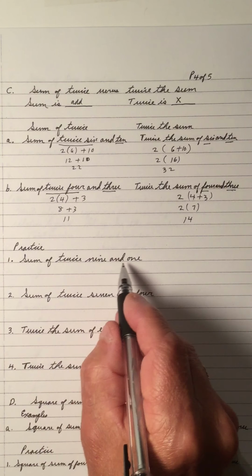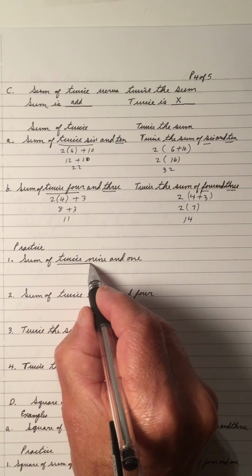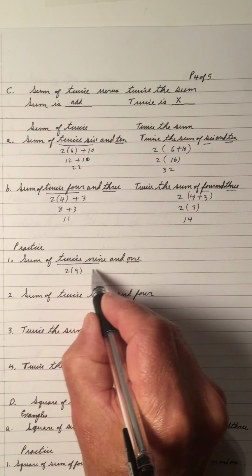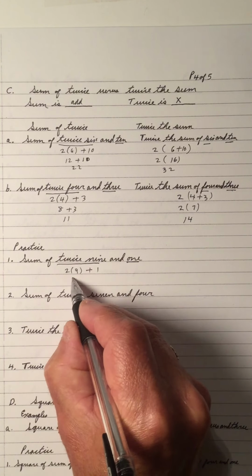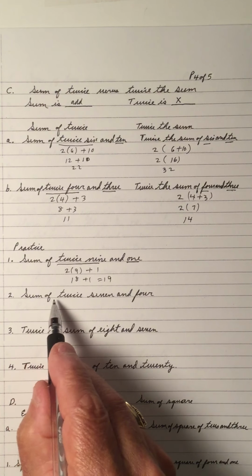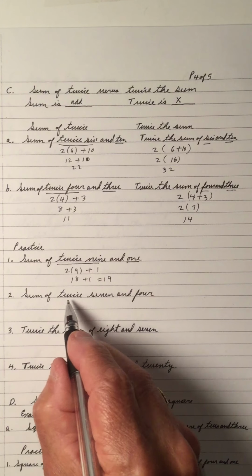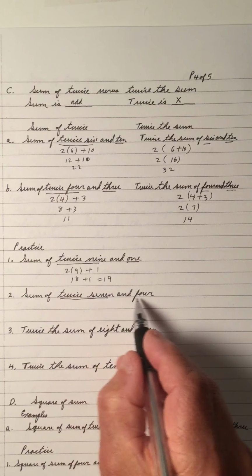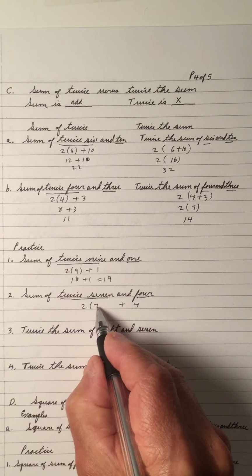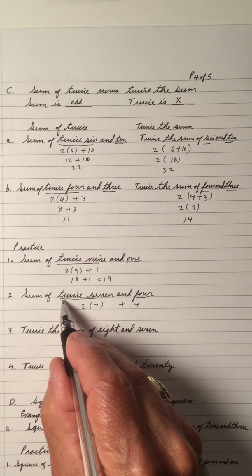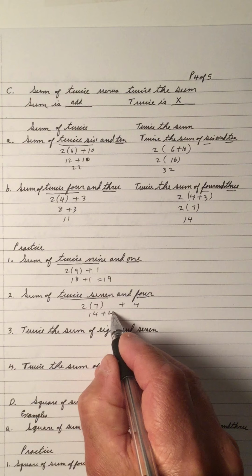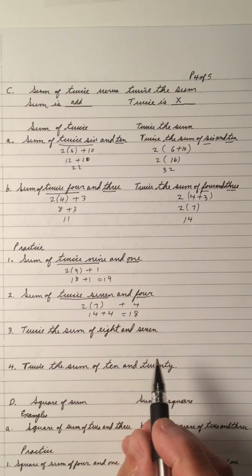The sum of twice 9 and 1. So the sum of these two, so twice 9. The sum is add. So 18 and 1 makes 19. The sum of twice 7 and 4. So we have to add twice 7 and the 4. So we're adding this twice 7 and add on 4. So that's 14 plus 4, and that makes it 18.